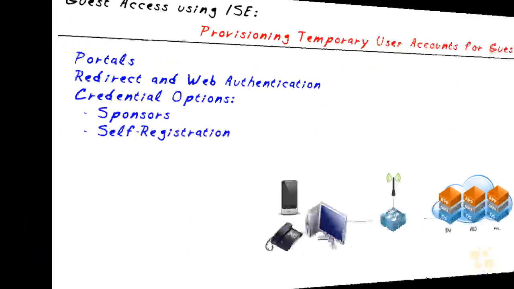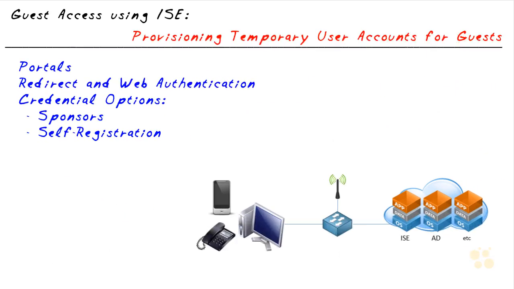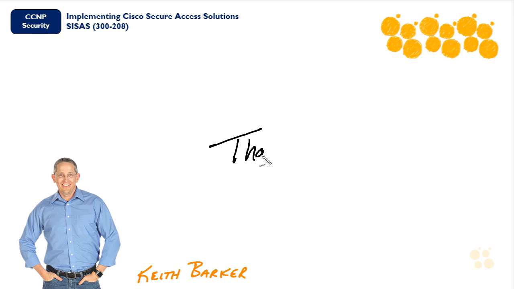In this nugget, we've taken a look at the idea of setting up a sponsor, a lobby ambassador, giving them the power with a portal, the sponsor portal, to create guest accounts to provide credentials for guest access into our networks. I have had a great time in this nugget.